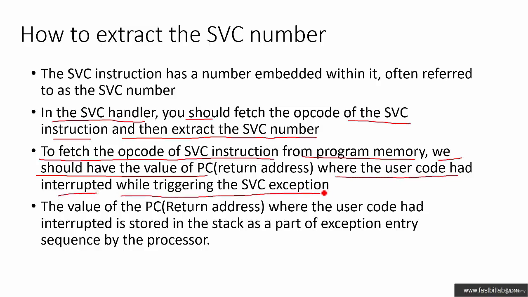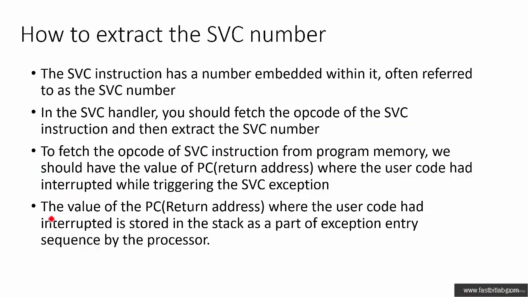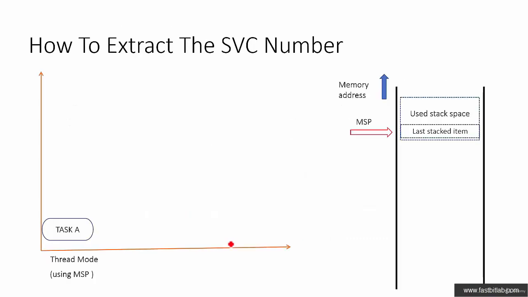That means we should have access to the past PC value where the user code had interrupted while triggering the SVC exception. The value of the PC where the user code had interrupted is stored in the stack as a part of the exception entry sequence by the processor. All these points may look confusing. Don't worry, I have an animation for you. Let's understand this with an animation.